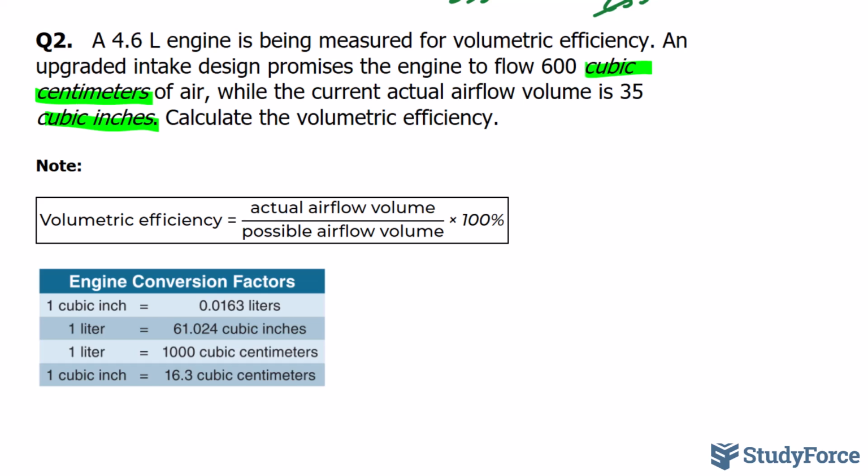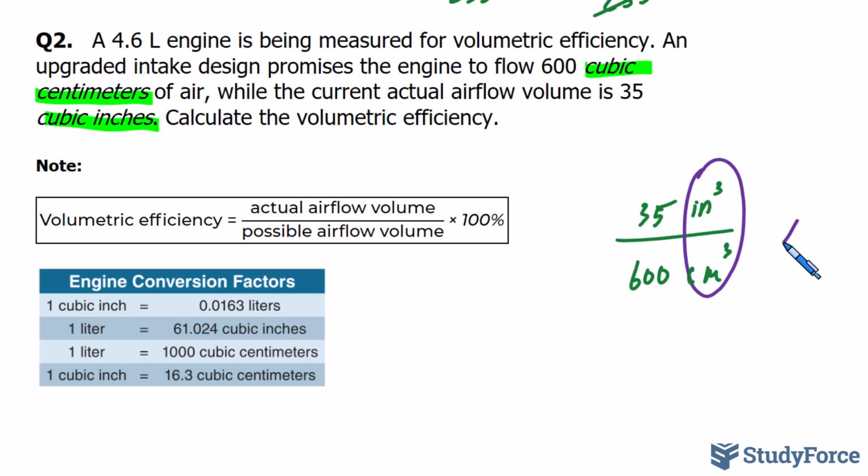So if we were to substitute these values as they are into this formula, we would end up getting something like 35 cubic inches divided by 600 cubic centimeters, which I'll call cc for short. Or you can call it cm to the power of 3. Now, in order for us to calculate the volumetric efficiency, these two units need to be the same. So you need to convert either one to the other. And don't forget to multiply by 100% afterwards, or a factor of 100.